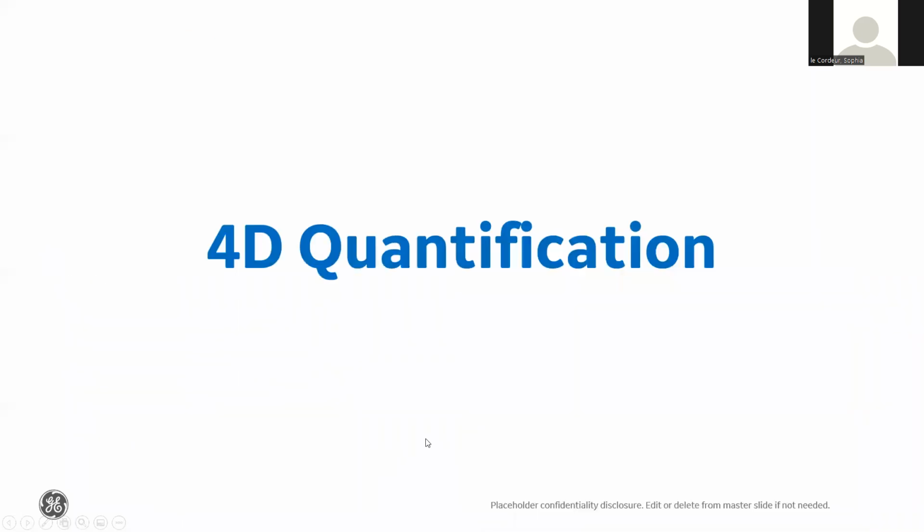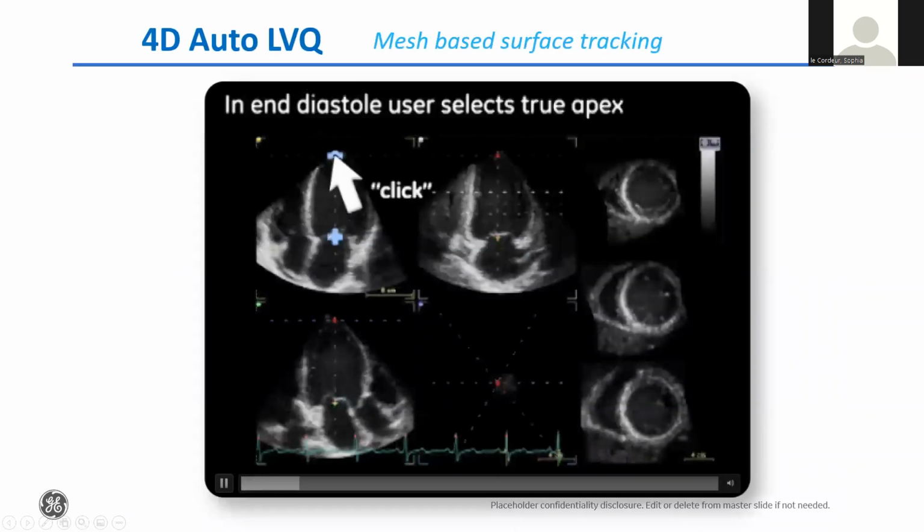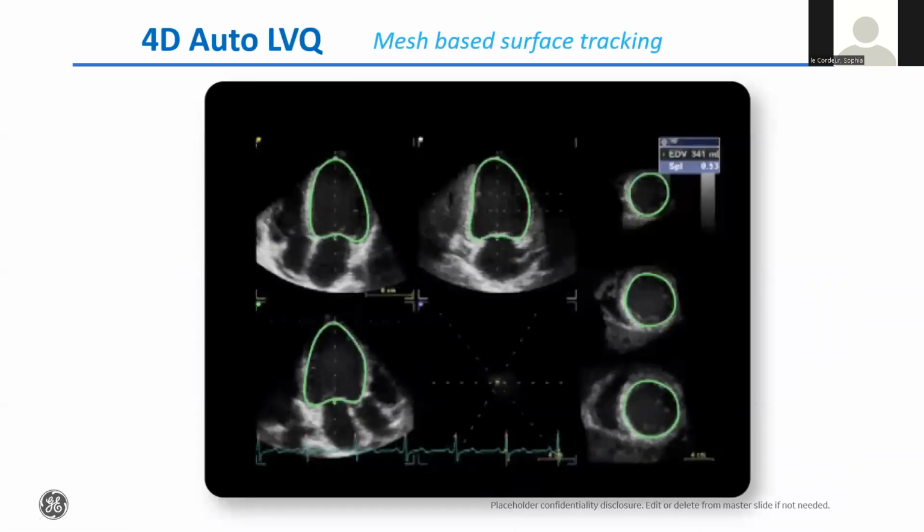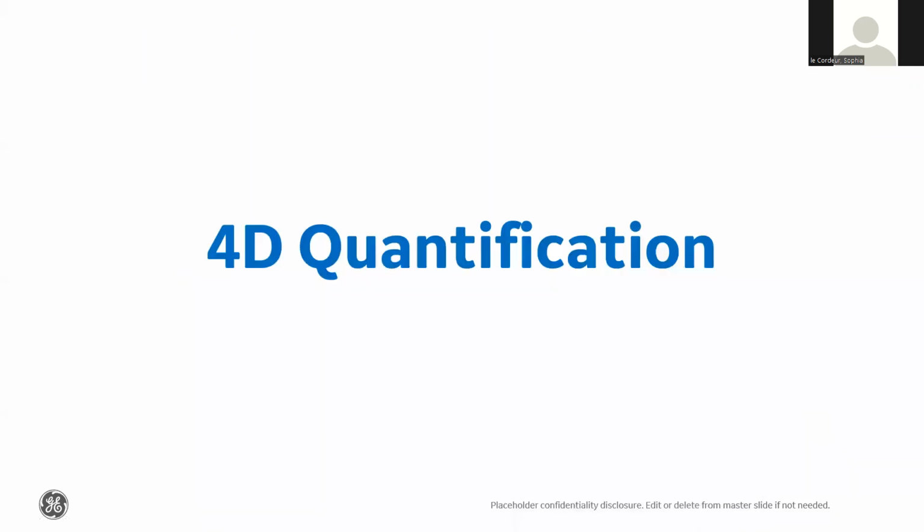Then there is also quantification. And of course, what we can do in terms of quantification is for the left ventricular quantification. We can do a lot of quantification, of course, for all the chambers, LV, RV, LA, but that's actually going to be covered in next week's session, all the advanced quantification. Today, we're only going to talk about LV quantification.